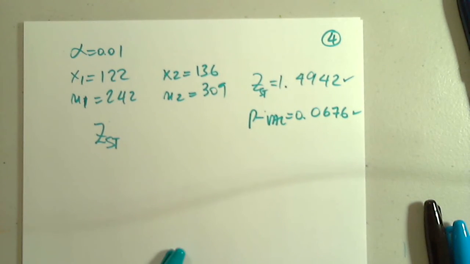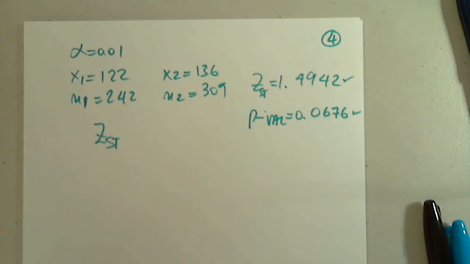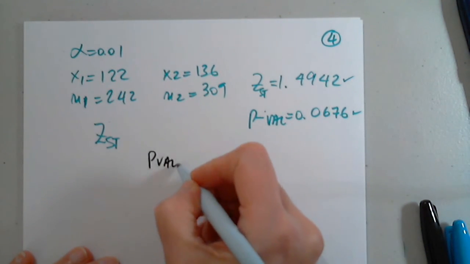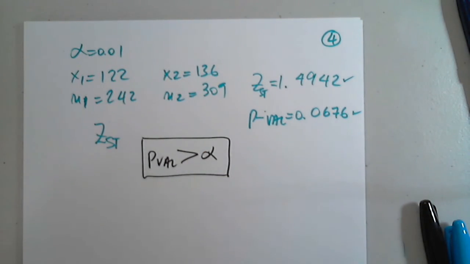Do we reject or fail to reject? Which one is bigger, p-value or alpha? P-value. Yes, p-value is bigger. I'm going to write it here, p-value larger than alpha. What do we always do when the p-value is larger than alpha? Fail to reject.